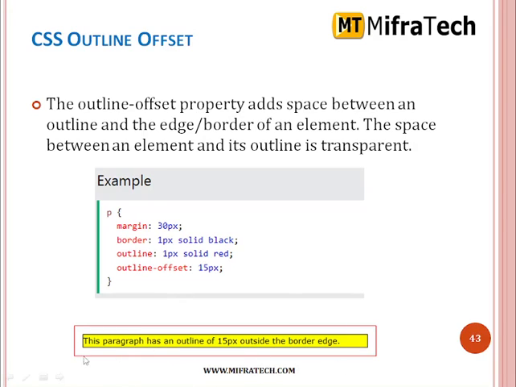Here we have created a box element with a border and the outline offset is 15 pixels. Then we have created a border: margin 30 pixels, border 1 pixel solid black, and an outline 1 pixel solid red. Outline offset 15 pixels. You can see the similar output here.